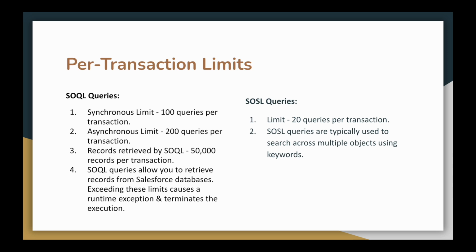First of all, we will talk about per transaction limits in SOQL queries. For the synchronous limit, we can have 100 queries per transaction, and for the asynchronous limit, we can have 200 queries per transaction. Similarly, for records retrieved by SOQL, we can retrieve 50,000 records per transaction, and SOQL queries allow us to retrieve records from Salesforce databases. Exceeding these limits causes a runtime exception and terminates the execution.